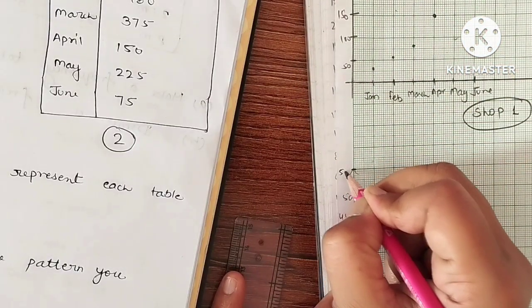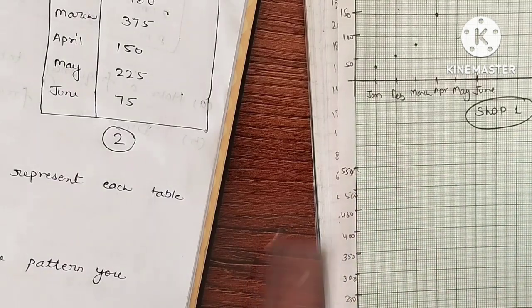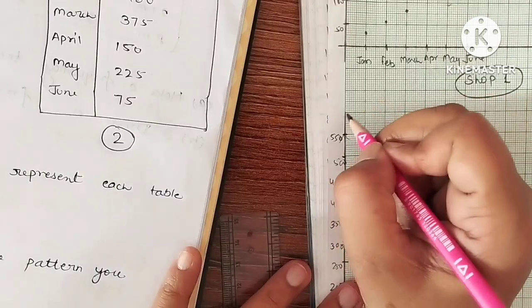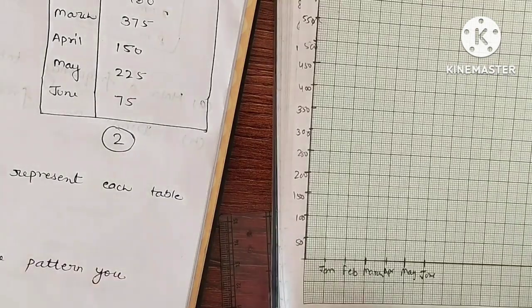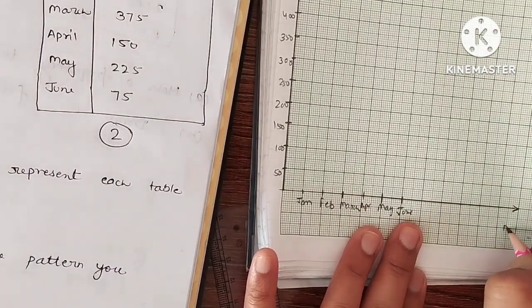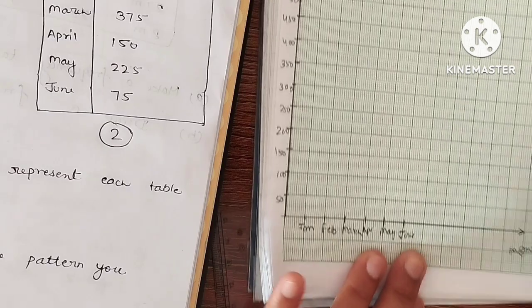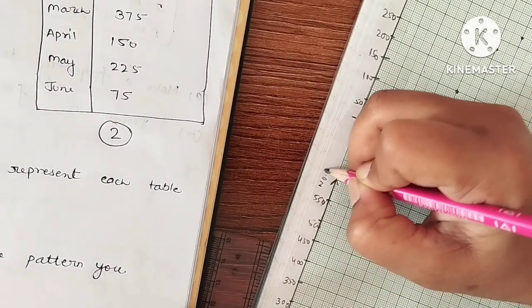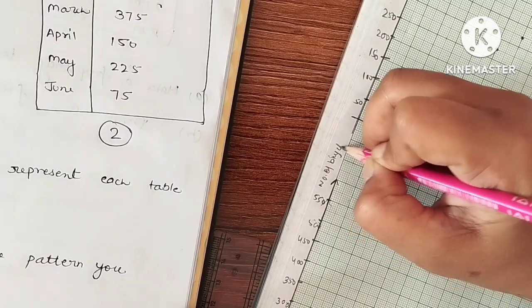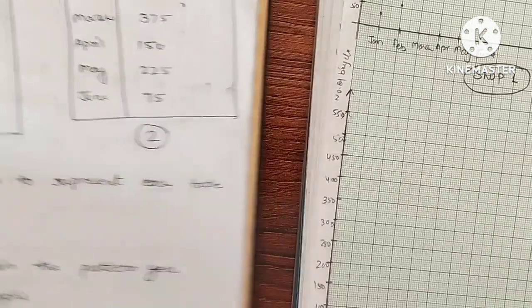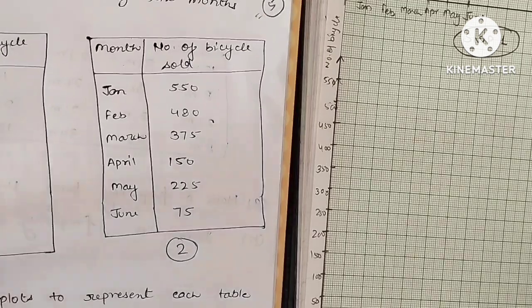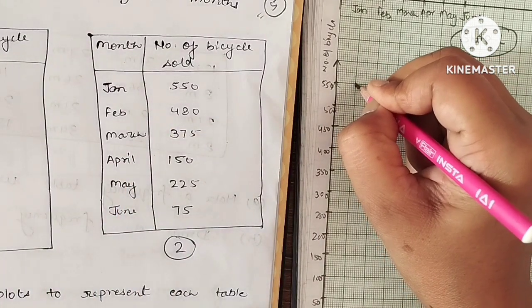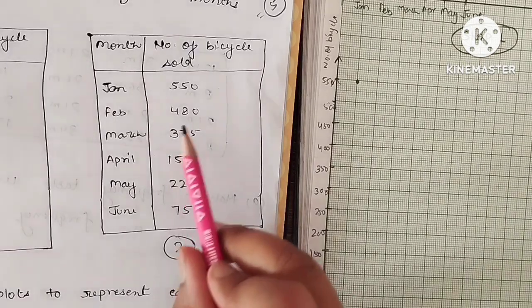So this one is 550 and I will extend my y-axis. So it will go till here. Okay. Again this one is months and this one is number of bicycles. Okay, let's start. For January it is showing 550. So we already know where is 550. This one is 550.